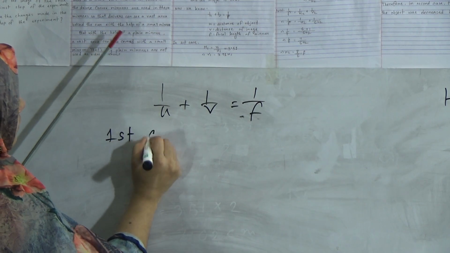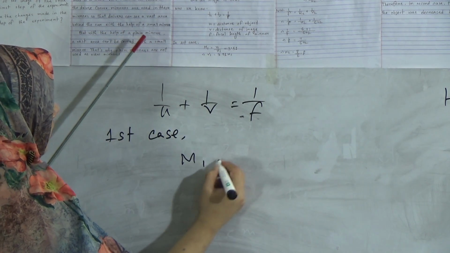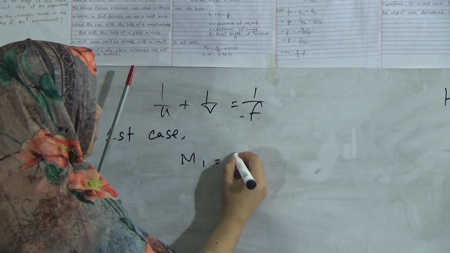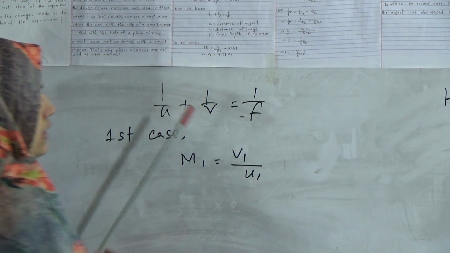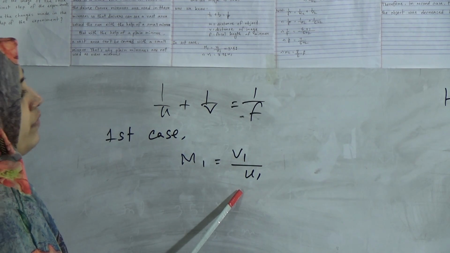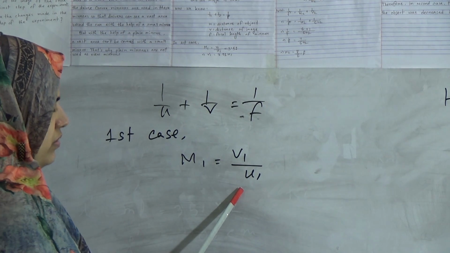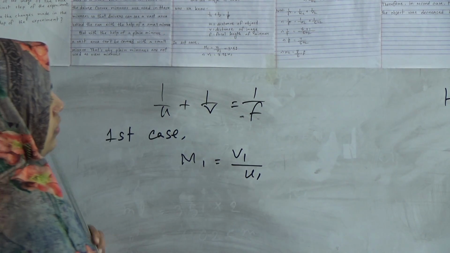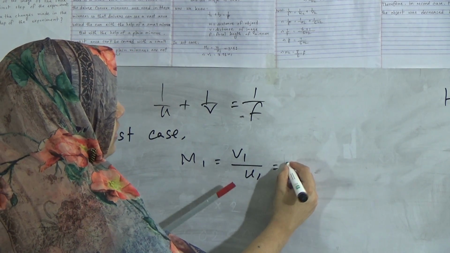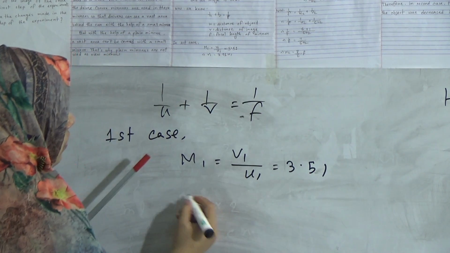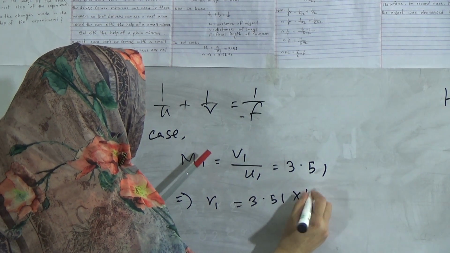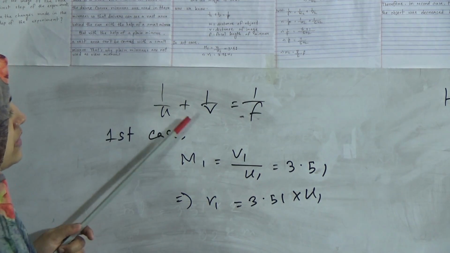Okay, now for the first case we can write magnification m1. This is for the first case, so we write m1, magnification m1 equals v1 divided by u1. My dear students, we know v means distance of image and u means distance of object. Here given for the first case magnification is 3.51. So write v1 equals 3.51 into u1. And now you have to put this value in this formula.